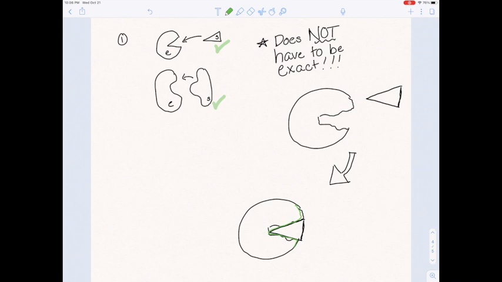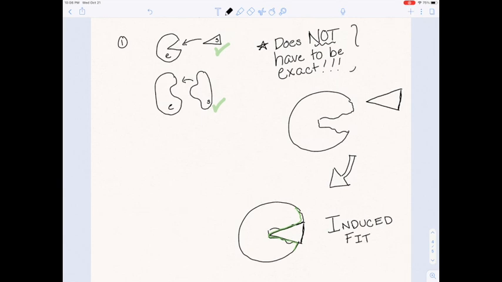So if we had a giant square, yes, that would not fit. However, this enzyme is able to mold to the triangle that we have. And this is what we call induced fit. This contrasts the old model that we used to think was the right one, and that was a lock and key model. We now say that we agree with an induced fit model.